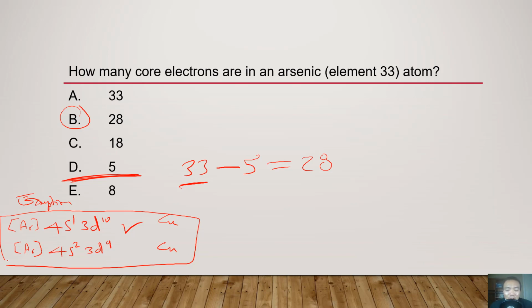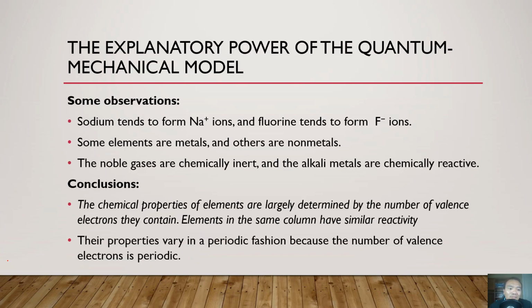With all this information of how the electrons are arranged in the periodic table, we can go back to the original question: why some elements are very reactive like hydrogen, and some are so inert. Some more observations. Sodium tends to form Na+. Why not Na2+? Why does fluorine form F-? Why not F3-? So why is that?